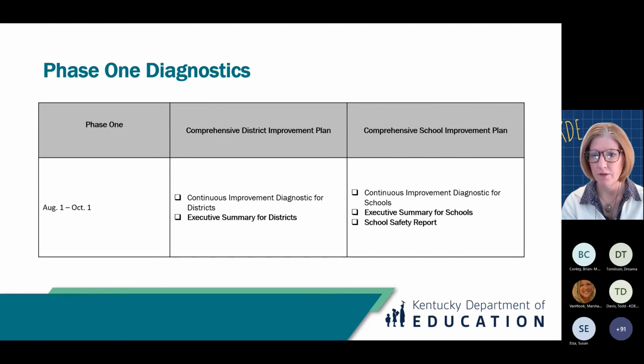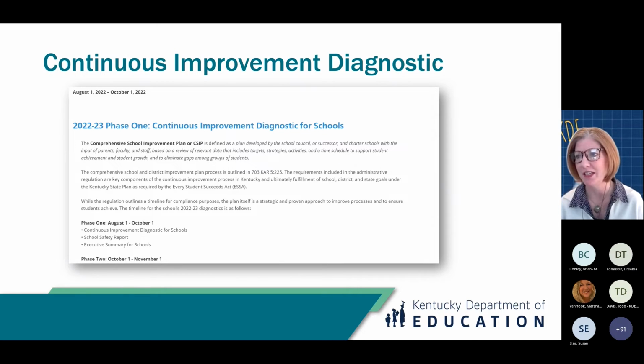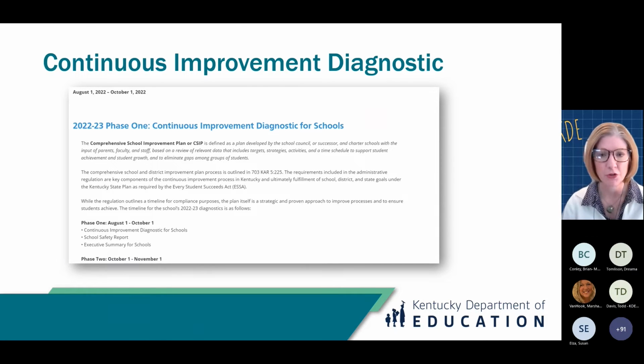There's just a list of the diagnostics within phase one. I'll talk a little bit about them, but since they're hopefully already completed, we won't go into a lot of detail. One thing I will say about the continuous improvement diagnostic, it does include just a list of the timeline and the phases. So it's a great one just to print out, set on your desk, or put up on your wall as just a good reminder of which diagnostics are due when.